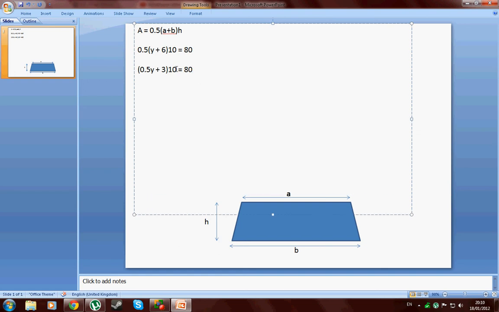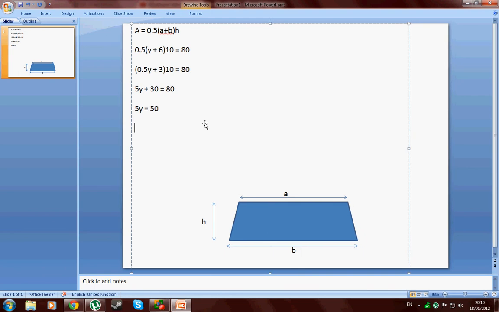Okay, now we times everything inside that bracket by 10. So a half times 10 is 5, so there's 5 y's. Next we do 3 times 10, which is 30, and that's equal to 80. Now we can work through things just like we've done before. Take away 30 from both sides, so that gives 5y equals 50, then divide by 5 to give y equals 10.